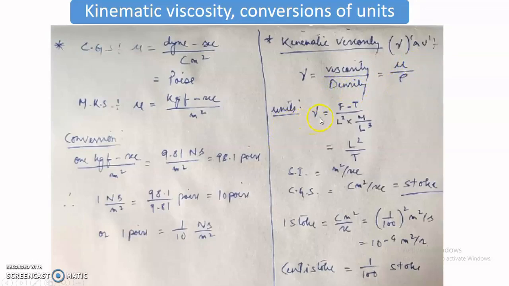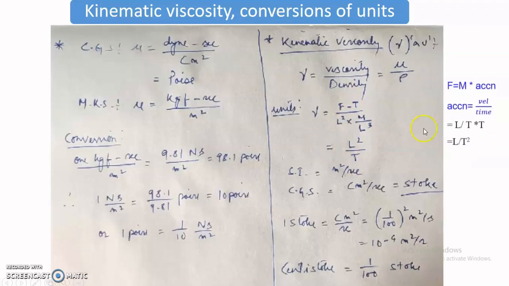In the same way, let's see the units also. So nu is equal to the units of dynamic viscosity, which we had previously as force into time by L square, so this is Newton second per meter square, the same. And we have the units of density as mass per unit volume, m by L cube. Clear? If you simplify this, it will come L square by t. This is the unit of kinematic viscosity.